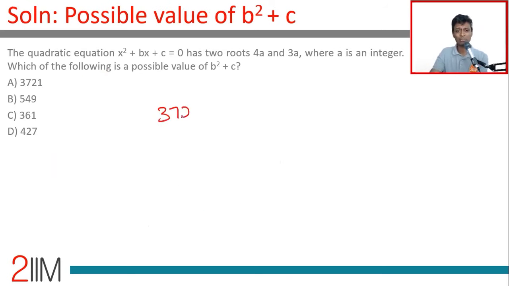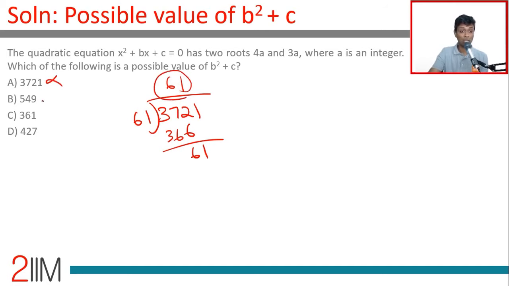3721 by 61. I'm just verifying this. In an exam, I'm probably not doing this. This goes 61 times. 61 times 61. 61 is not a perfect square. This won't work. Only this works. Brilliant. Done. Because A is an integer.